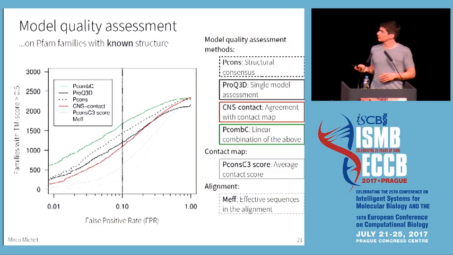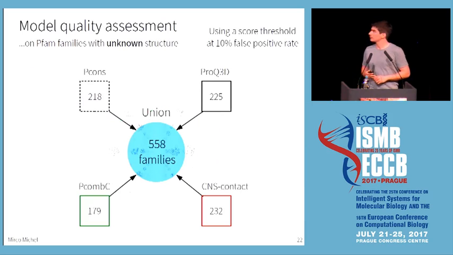But as soon as you start looking at the actual model that you predicted, you get many more. You're able to predict many more structures. And okay, so now I've been talking about the ones with a known structure, but how does it look for families without a known structure? And this is what we get.